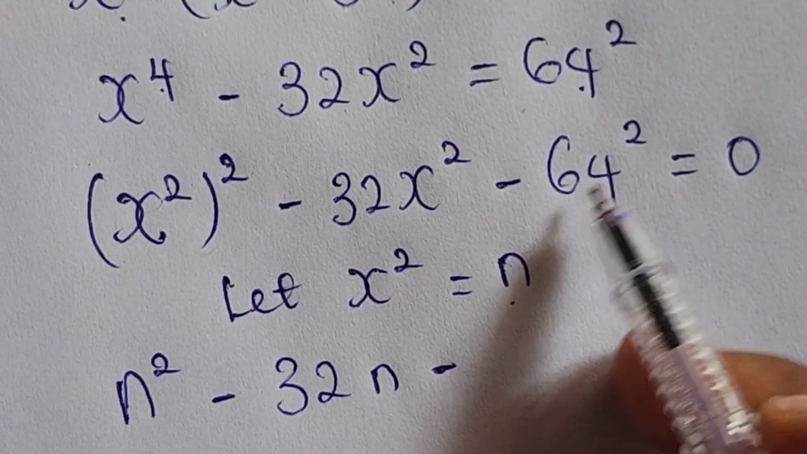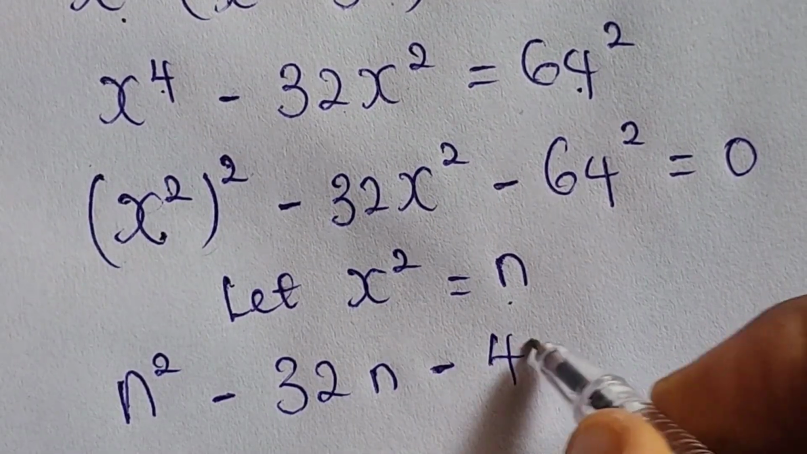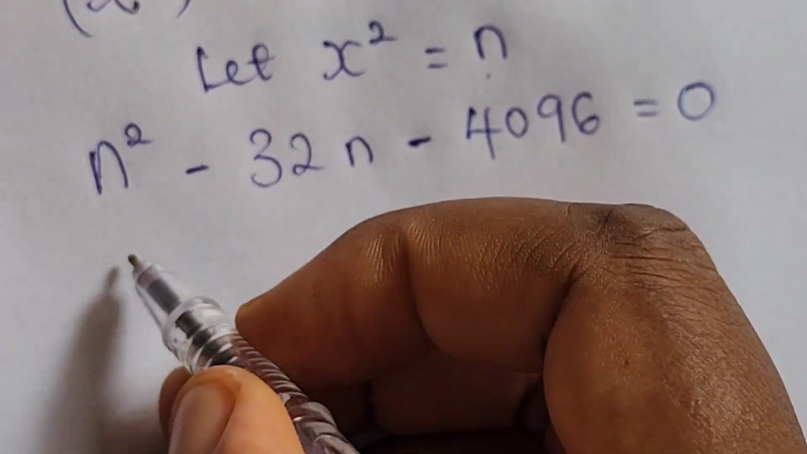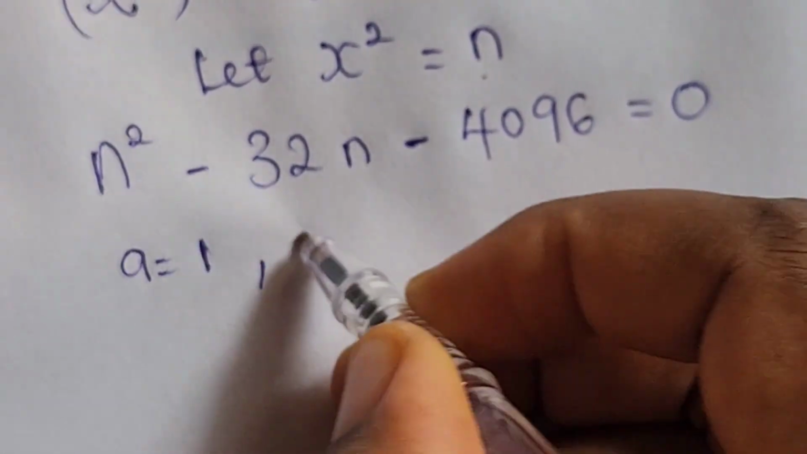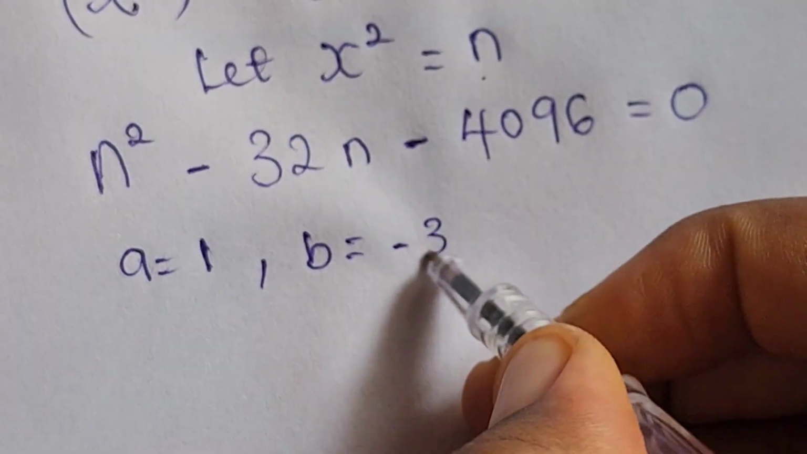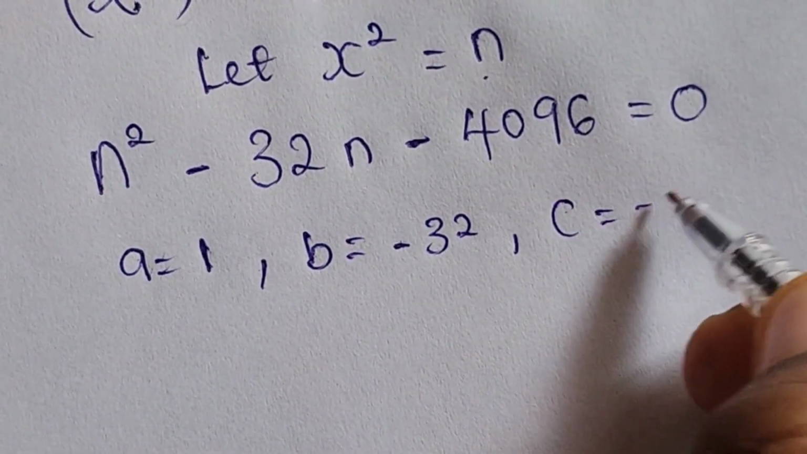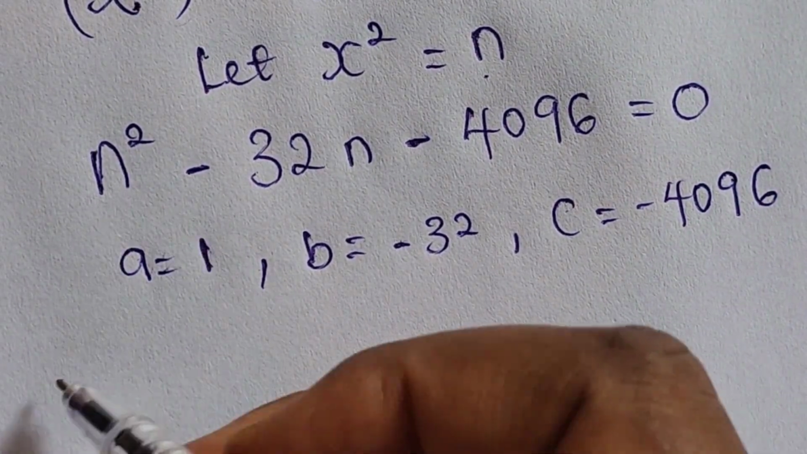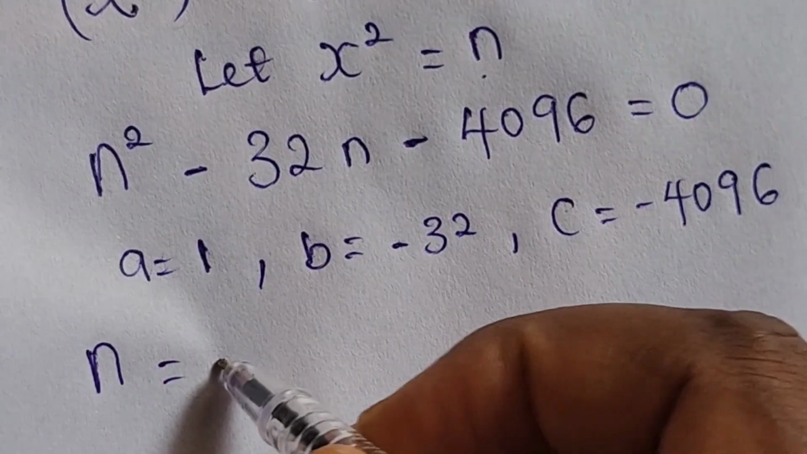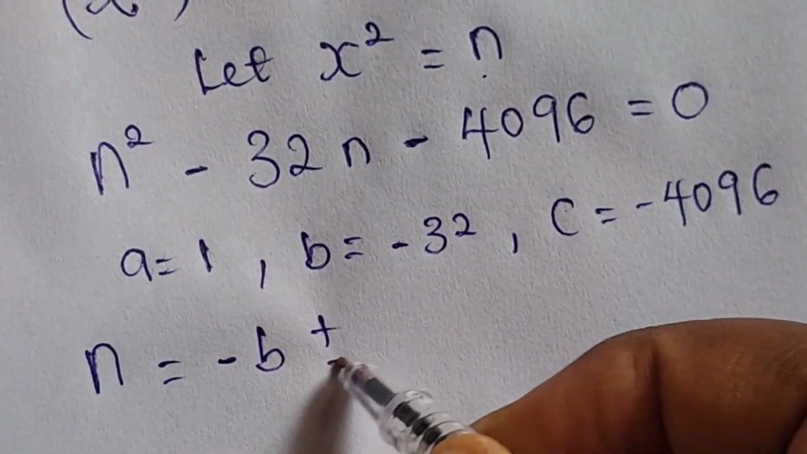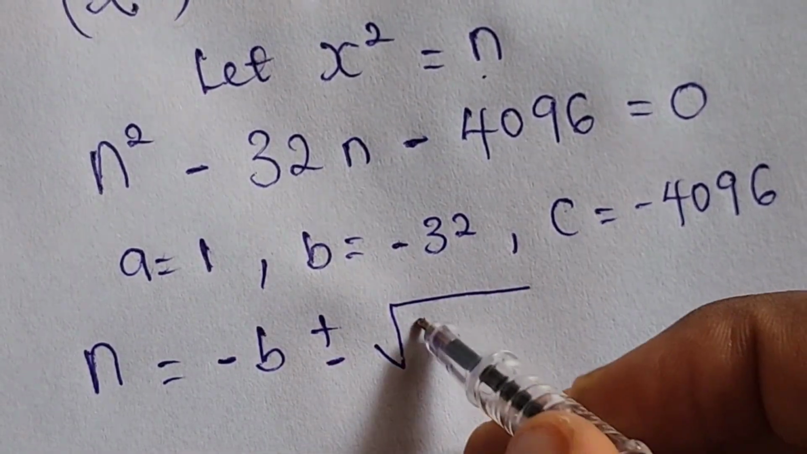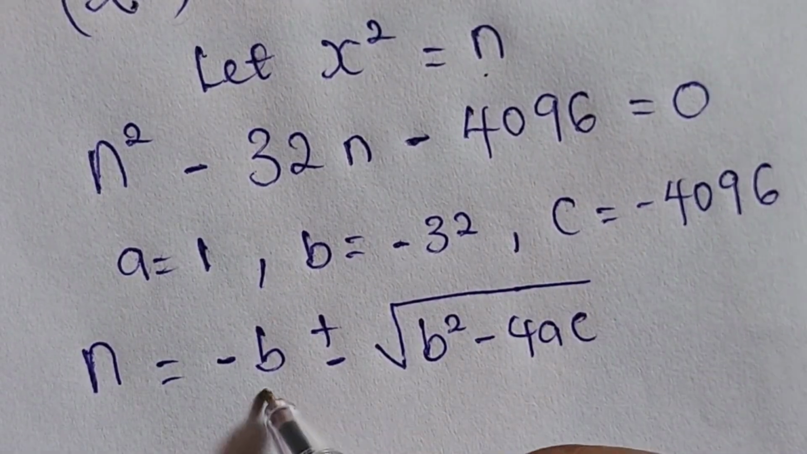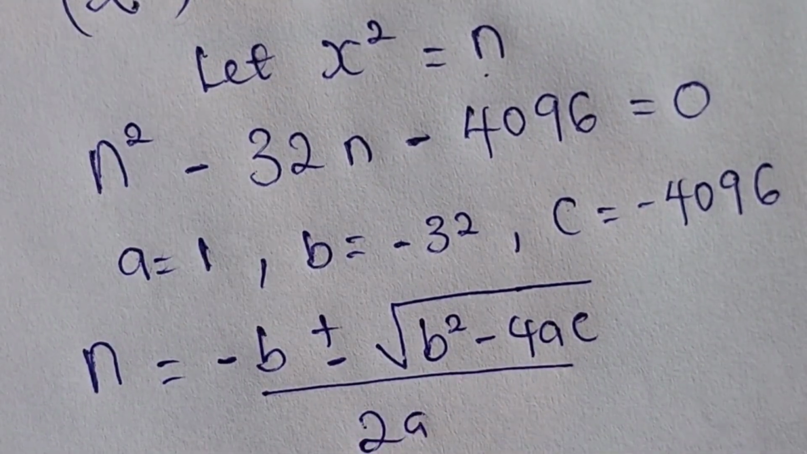So we have 64 to the power of 2, which is 4096, and is equal to 0. To have a equal to 1, b is equal to minus 32, and c is equal to minus 4096. And to find our n, we have that n is equal to minus b plus or minus the square root of b squared minus 4 times a times c all over 2 times a.